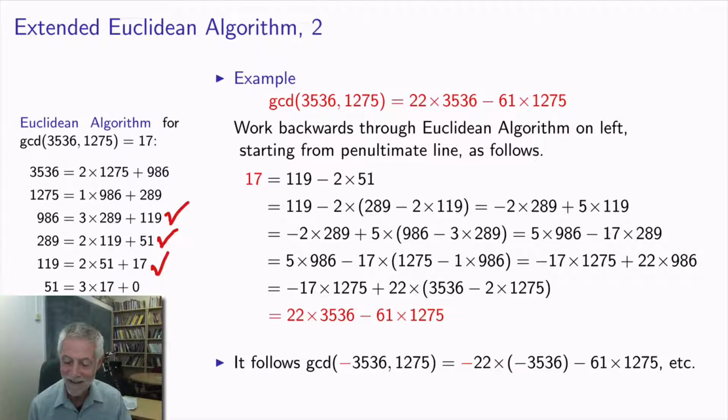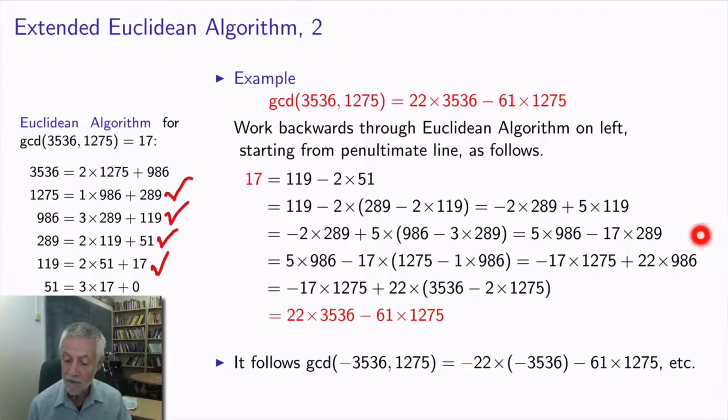Now 289, the smaller of those two numbers again, we can use this line here and write that 289 as 1275 minus 986. So this here, we substitute 1275 minus 1 times 986. And then we have the 17, and we have the 5 times 986. So doing the calculation, you end up with minus 17 times 1275 plus 22 times 986.